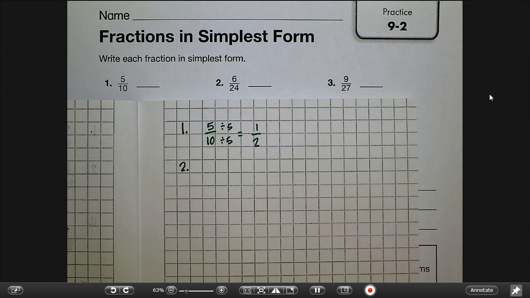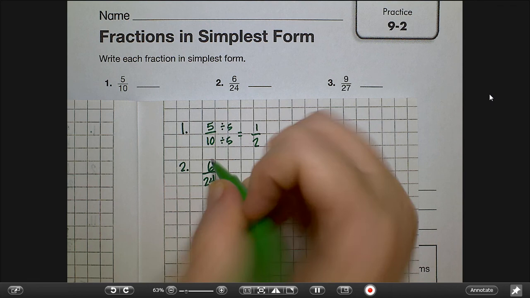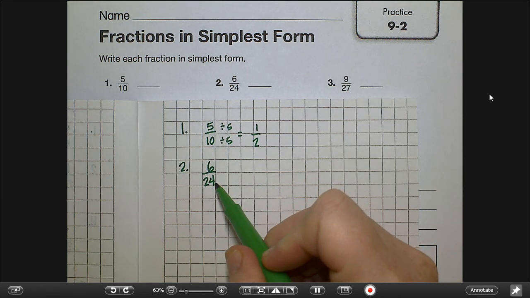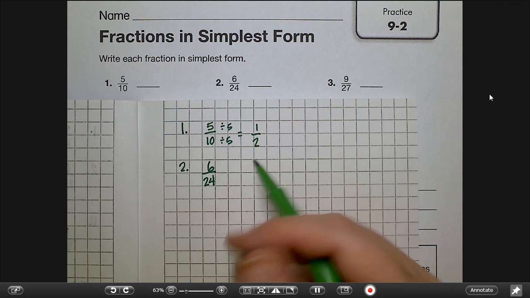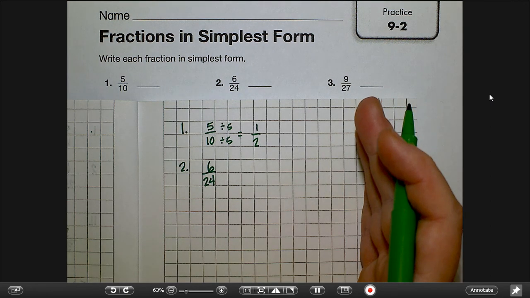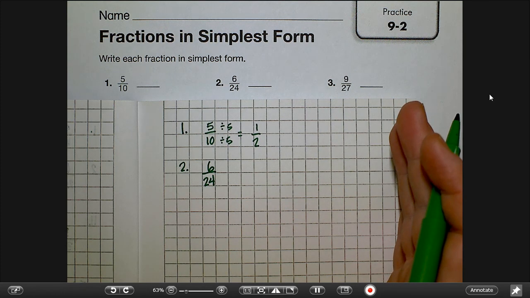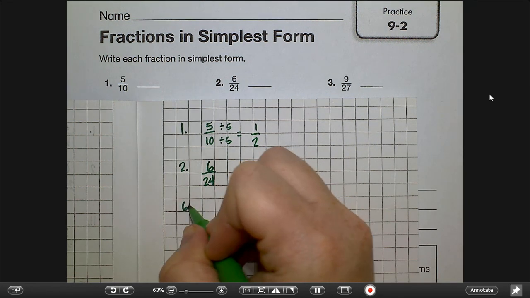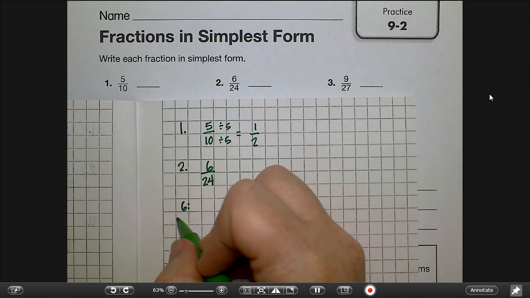Okay, let's try number 2. Number 2, when you look at it, can you think of the number or the factor that you might divide by? Both 6 and 24 are divisible by 6. They're also divisible by some other common factors, but 6 is the largest common factor, also known as the greatest common factor. Okay, if you're not sure what that looks like, you can always write out the factors that you could multiply together that equal these two numbers.